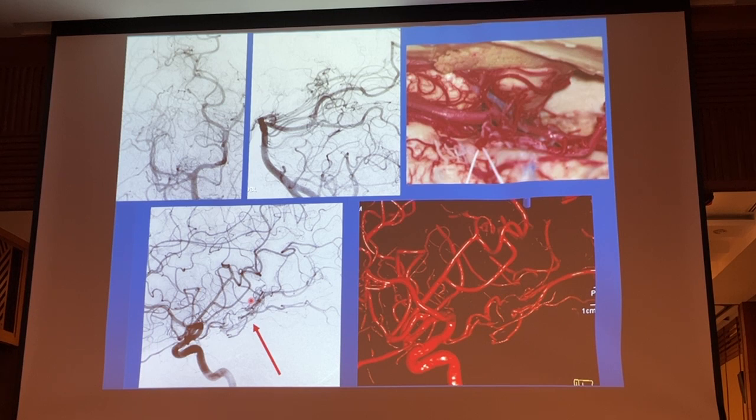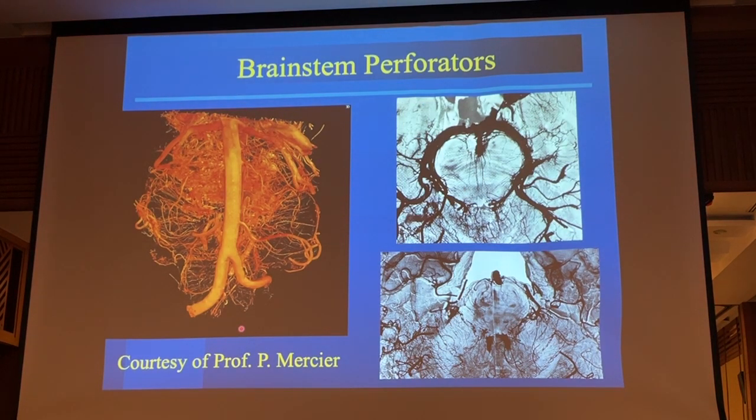Okay? So I showed a picture of the anterior choroidal anastomosis connecting to the posterior lateral choroidal artery. This anastomosis sometimes plays an important role in reconstituting the occluded distal portion of the posterior cerebral artery.